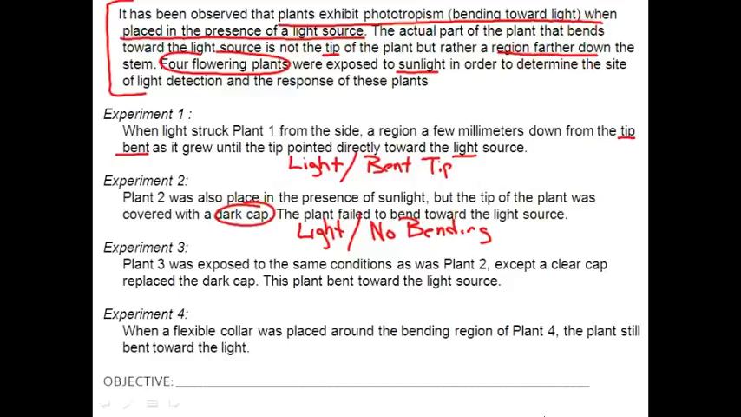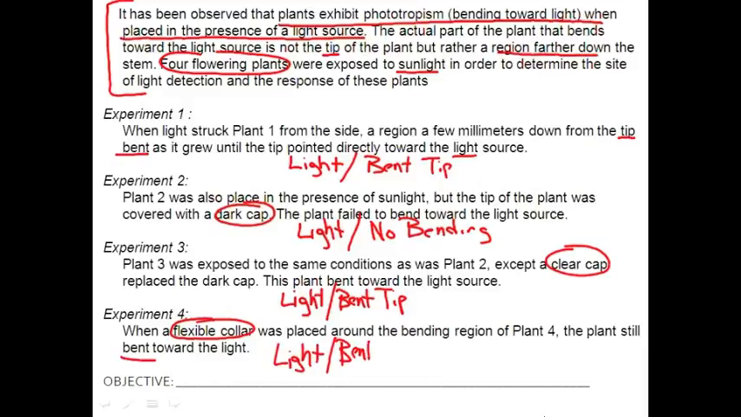Experiment 3. Plant 3 was exposed to the same conditions. That means had light, except a clear cap, so I'm just going to circle that. Replace the dark cap. This plant bent toward the light source, so we had a bent tip. Experiment 4. When a flexible collar, there's one we haven't heard before, was placed around the bending region of plant 4, the plant still bent. So we had light and we had a bent tip. So we've looked through our experiment and we're ready to check out the questions.